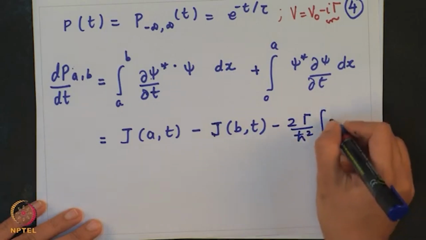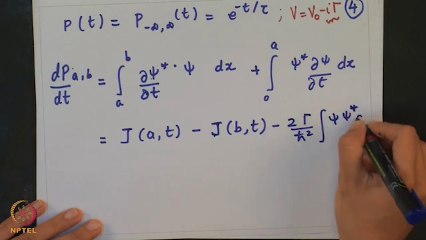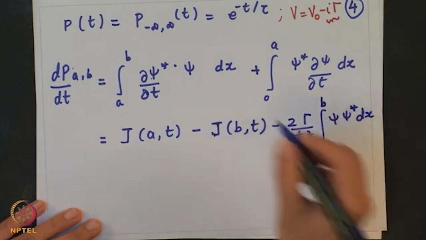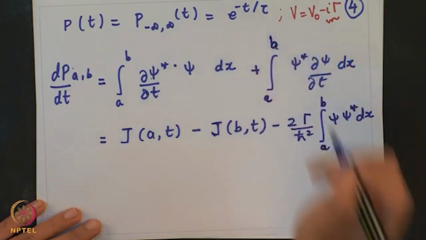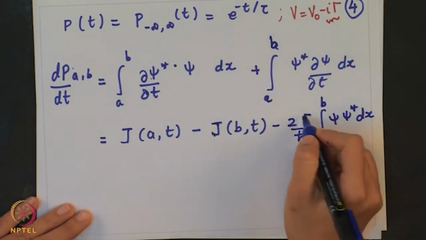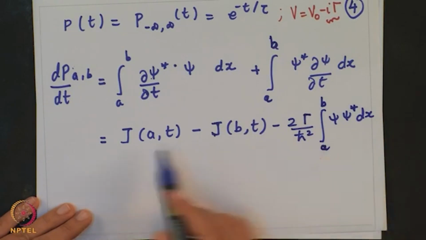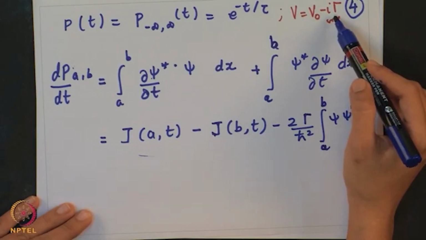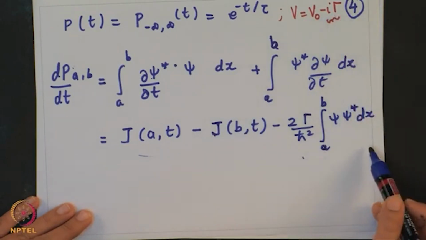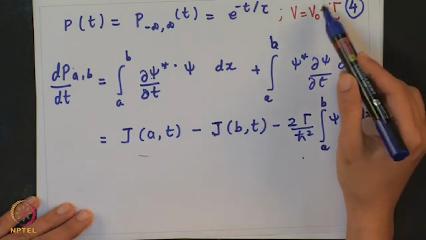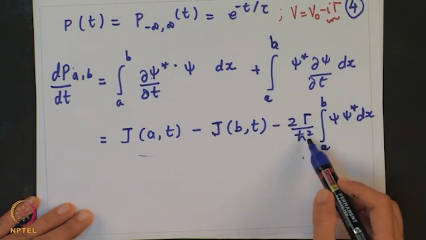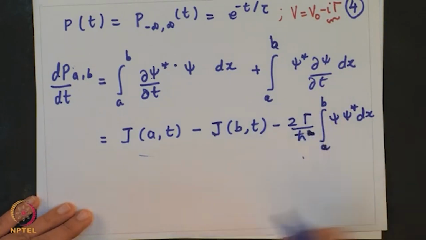In between psi star dx, and between the limits a to b, let me correct this also, a to b. So, here we have obtained the same result plus an additional contribution coming from the potential. This you can simply work out; because of the complex part there will be 2 contributions. So, I have a 2 gamma by h cross.